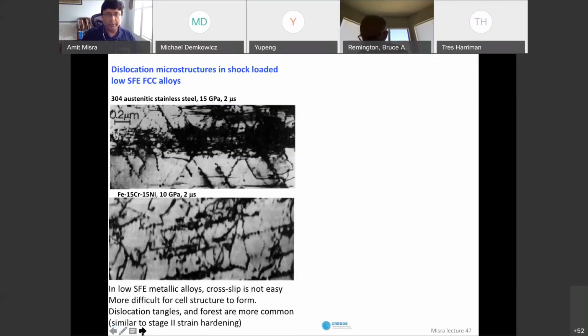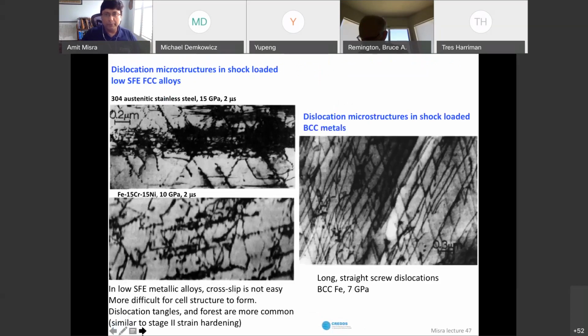In BCC metals, so this is an example from BCC metals, here also you don't see the cell structure form. So a lot of the dislocations that are produced still look dominated by the long straight screw dislocations that you would see if you were to do a low strain rate deformation. So here also the high strain rate deformation, at least in this case, the shock pressure up to 7 GPa, has not changed the dislocation structure that forms.